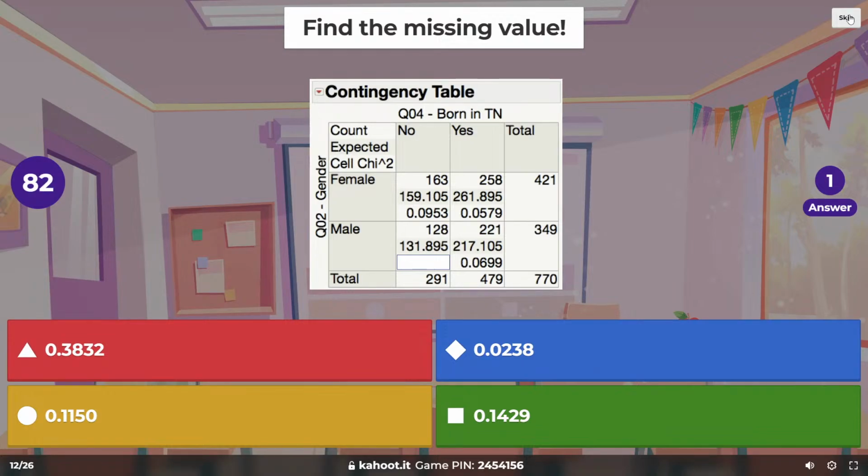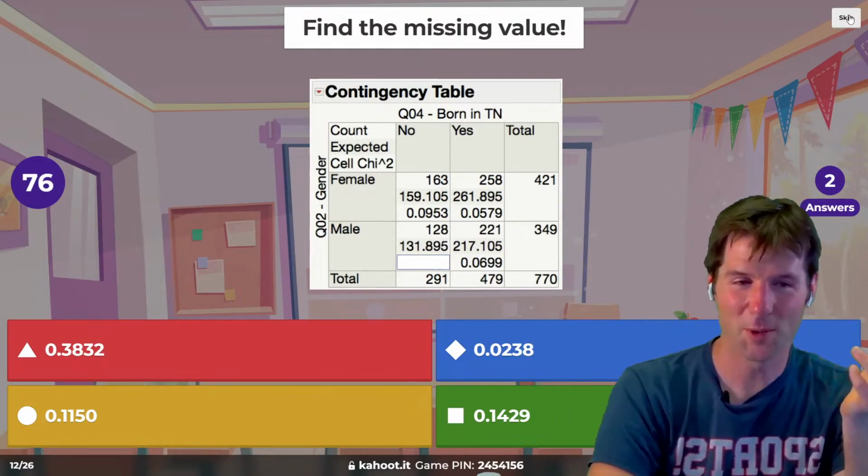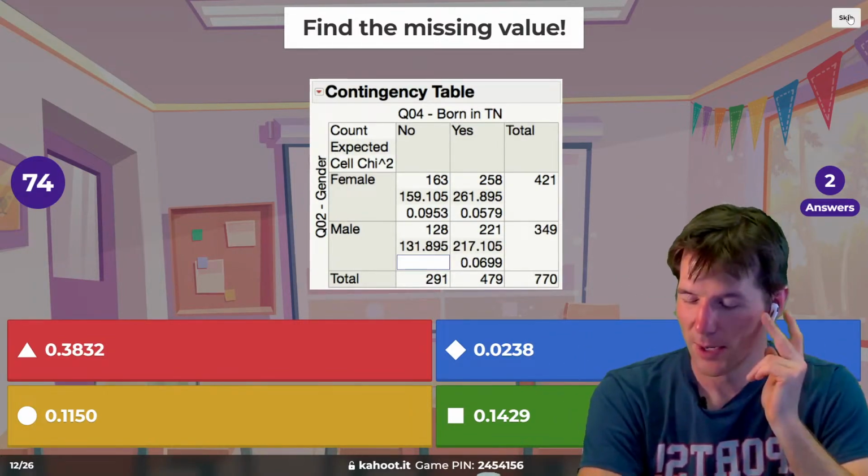Catching planes. I was on a plane today. Flew so really quickly on that. So you're looking for a cell chi-squared right here.